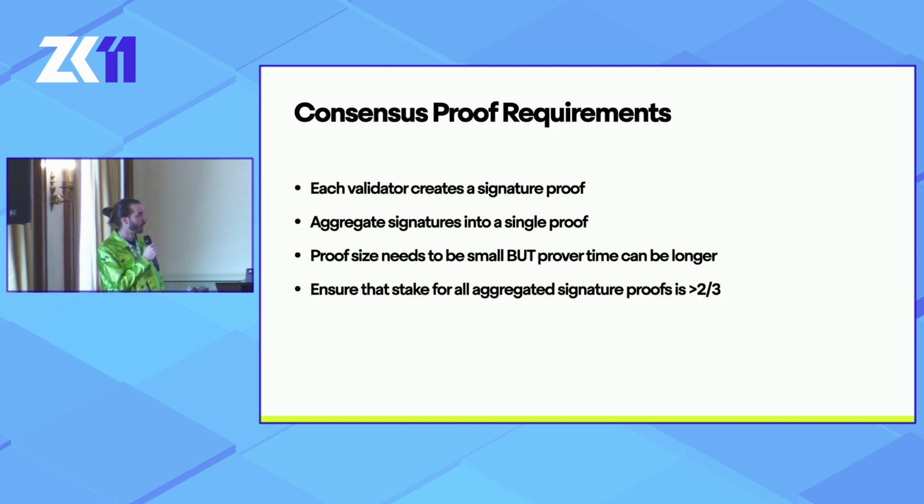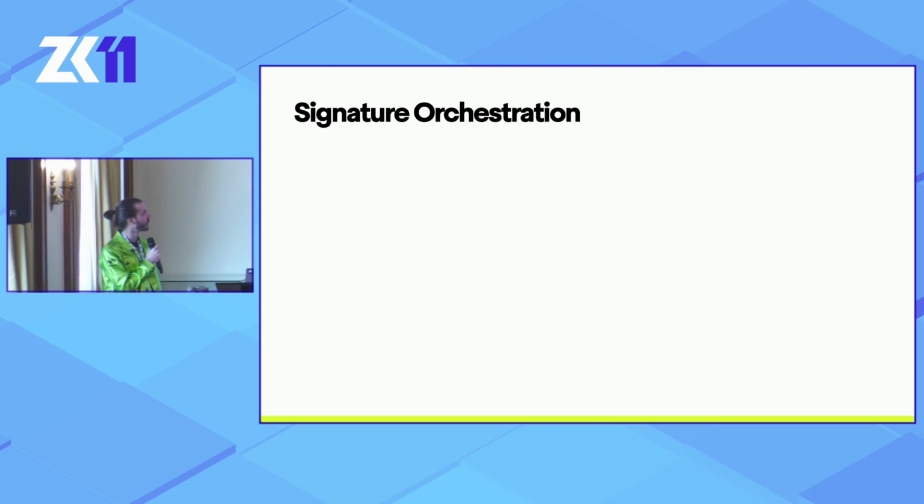We need to ensure that the stake for all aggregated signature proofs is more than 2/3. That's just basic consensus stuff. We need to make sure that we have 2/3 consensus. And we need to make sure that each stake is only counted once. If we're aggregating all these proofs together, the idea is to lose some information we don't need to keep around. But we don't want to lose the fact that we've already aggregated a signature in, otherwise someone could just keep adding their signature and take over the network.